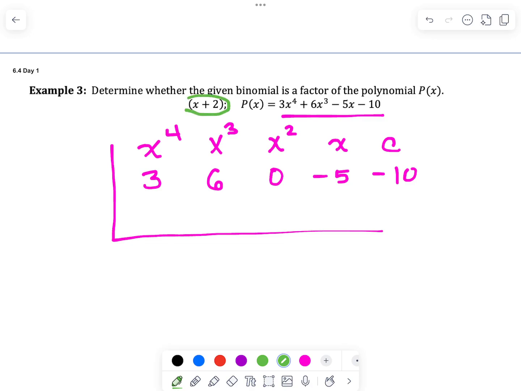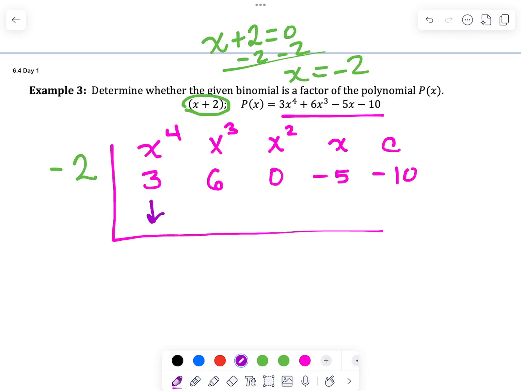Our binomial factor that is possible is x plus 2. So we set the factor equal to 0 and we solve it, so we get x is -2. So -2 goes outside the box. Now we're ready to do our synthetic division.